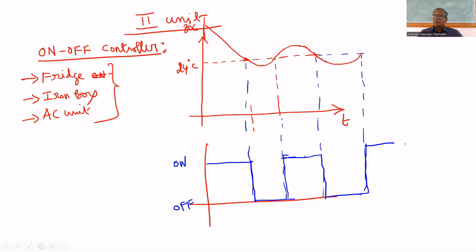On, off. Continuously it will happen. Whether the temperature settled at 24? No. It is wandering around 24 degrees centigrade. The controlled variable is wandering. That is one of the drawbacks of on-off control.